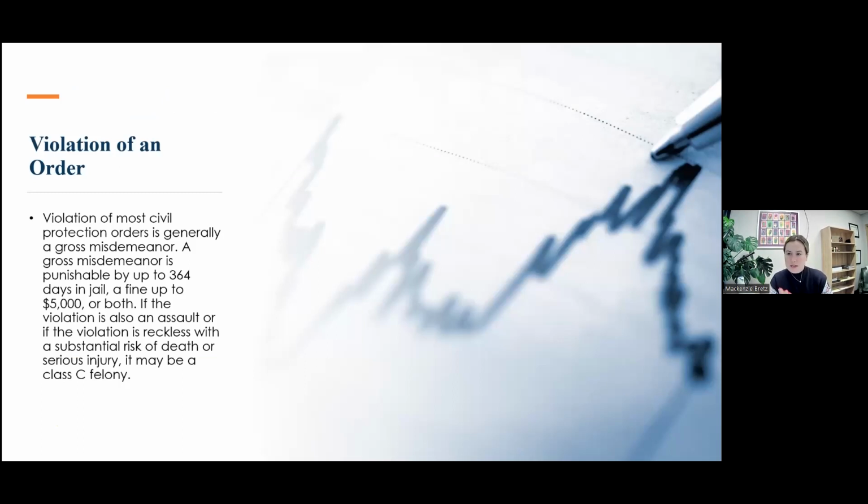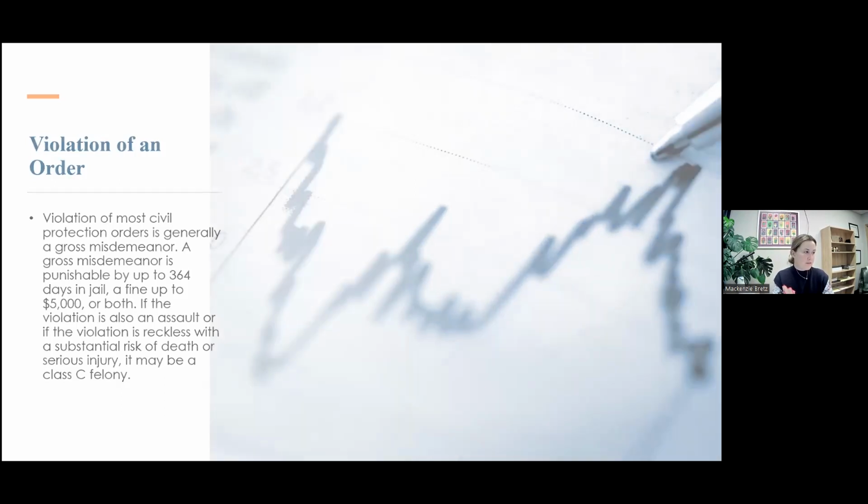What happens if there's a violation of your order? So you've gone through all these steps, you filed a protection order, it's been entered in the court, and the opposing party violates this order. This is generally a gross misdemeanor, so punishable by 364 days in jail, a fine up to $5,000, or both. It could be a Class C felony if there's more violence involved. This should definitely be reported to the police immediately.